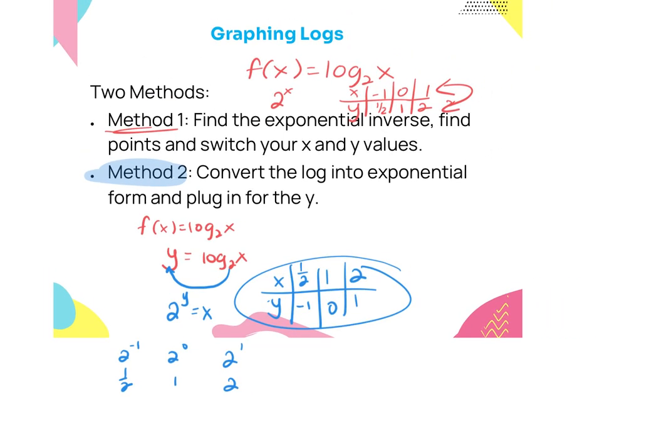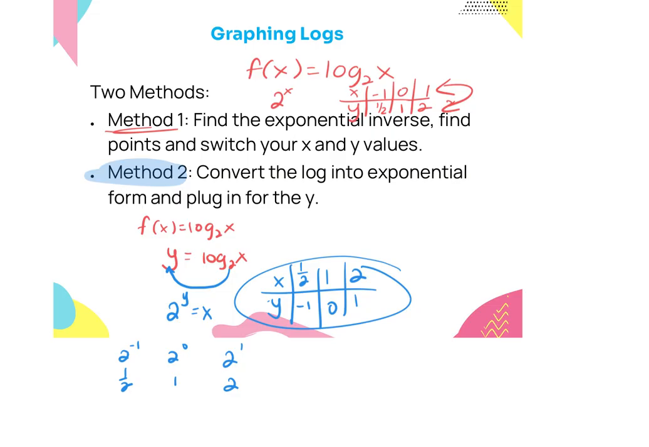So you switch the x and the y, and then you have to switch it back at the end. This one is not switching the x and y, it's converting it to exponential, so I didn't change the equation, just the format it's written in, and then plug in for y. So if you're going to do the first, you got to make it its inverse, and then you have to switch the x and y at the end.